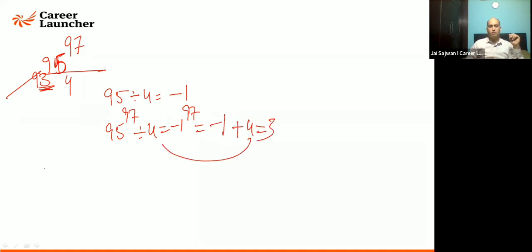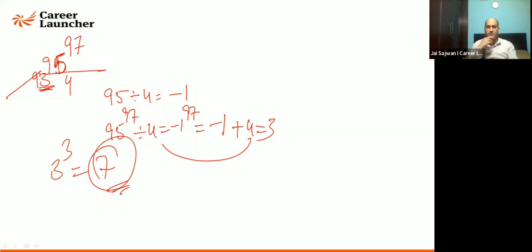So convert it. So 3 cube is 27. That ends with 7. This is what is needed in this question. Why should I write 3 to the power of 97? What should be the remainder? Don't you know that 3 can be written as -1 when divided by 4? It's absolutely fine. -1 to the power of odd number is -1. -1 to the power of even number is +1. I believe it is clear to all of you. Ask me if there is a query here.